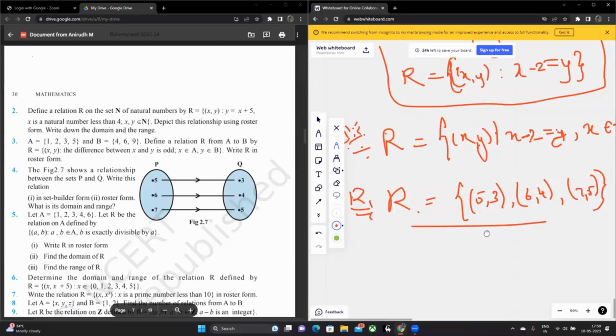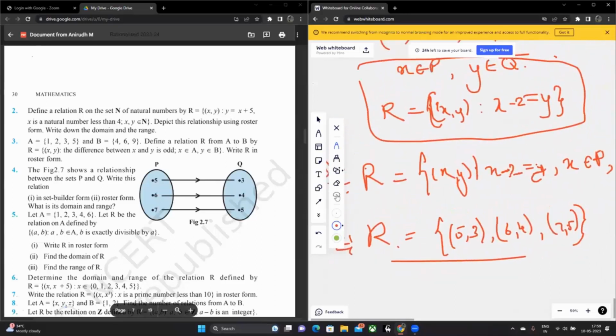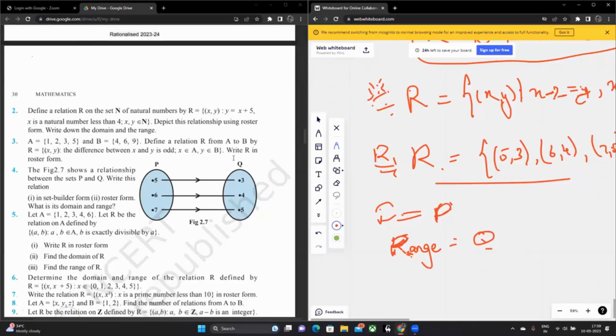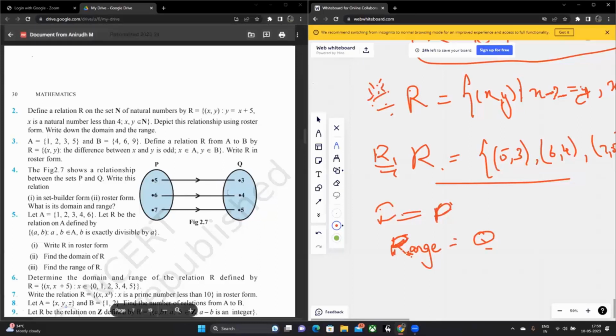Domain and range. The domain is basically every element in set P, and the range is basically every element in set Q, right? Domain is equal to P, range is Q. Because you can see that every element in P has an image in Q. So I can directly write that domain is P and range is Q, right?